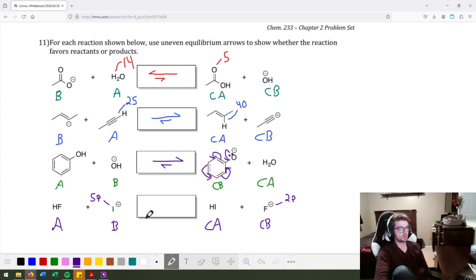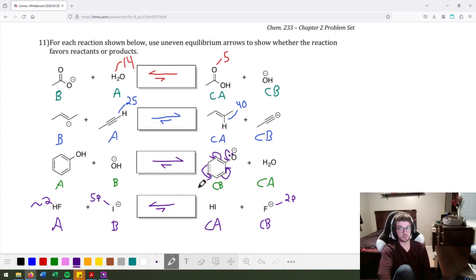The negative charge is more spread out in iodide than fluoride, so it is a more stable anion, and so hydroiodic acid is a stronger acid than hydrofluoric acid, which means that the equilibrium arrows are going this way. And I don't know the pKa's off the top of my head, but they are somewhere around, I want to say 2 or 3-ish for hydrofluoric acid. Unless it's concentrated hydrofluoric acid, which is a different beast altogether.